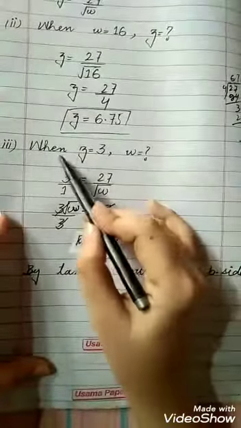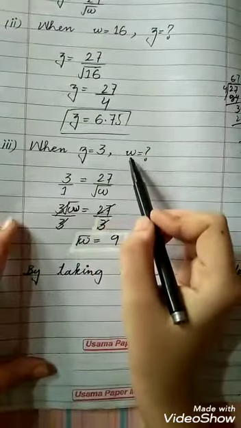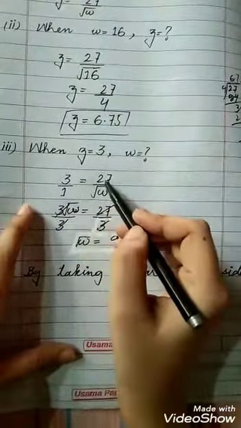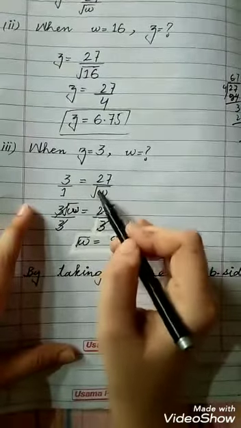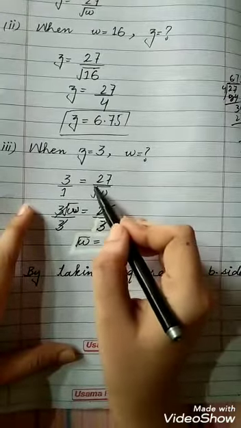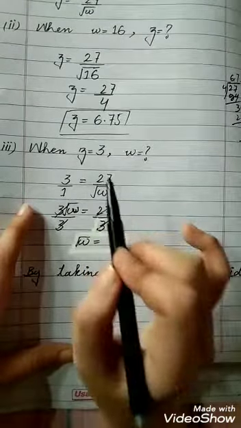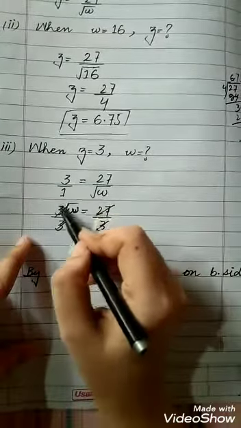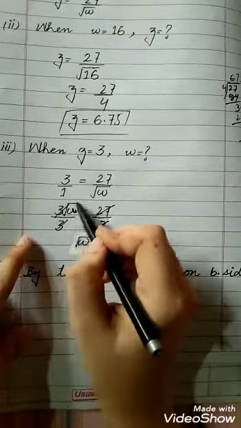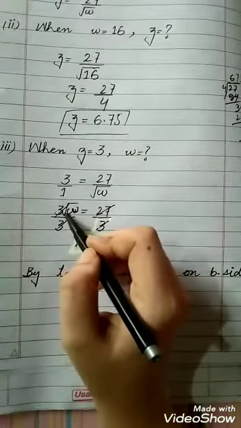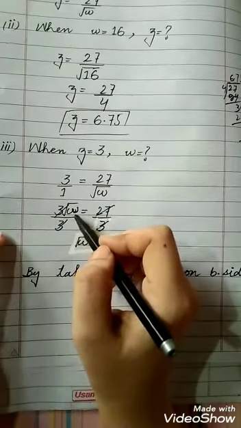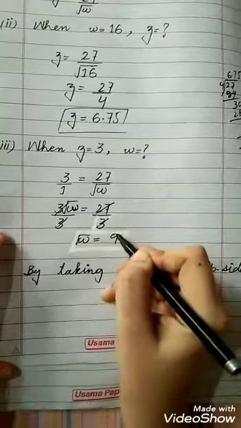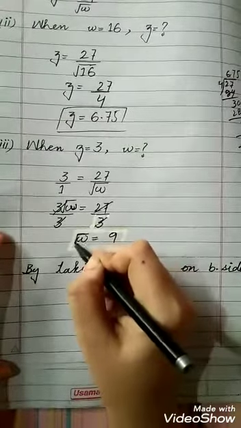Now students, the Z value is given and W we have to find. So we will place the values in this equation. 3 is equal to 27 by the square root of W. We want to find the value of W, not the square root, just simply W. So it will be cross multiplied. After multiplying 3 into the square root of W, we don't need the 3 because we want to find the value of the square root of W. So we will divide by 3 on both sides. We got 9. Square root of W is equal to 9.